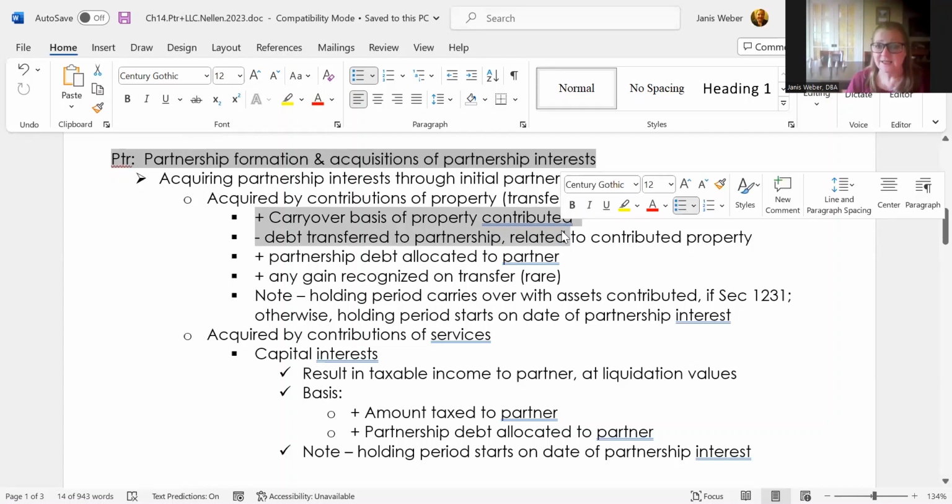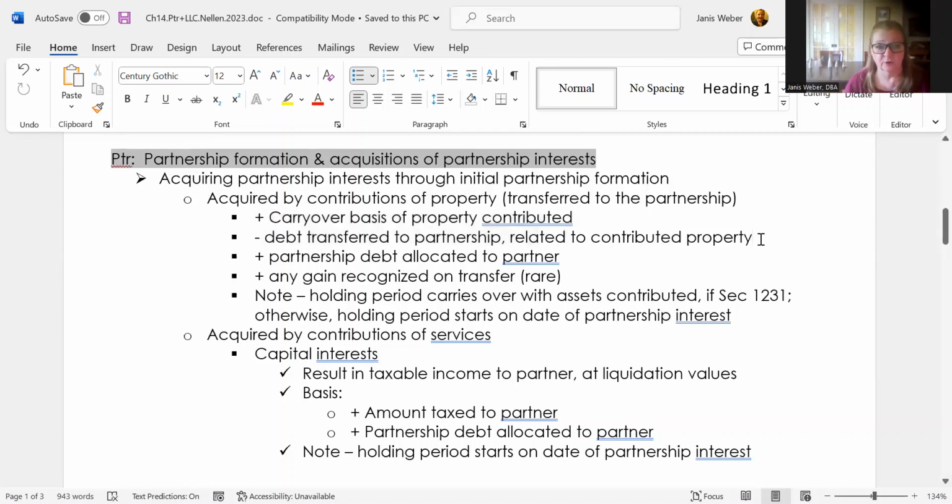So if there's a debt attached to an asset that you move into the partnership, you reduce the basis by the amount of the debt that you just got relieved from. Okay, and so that's the contributed property.